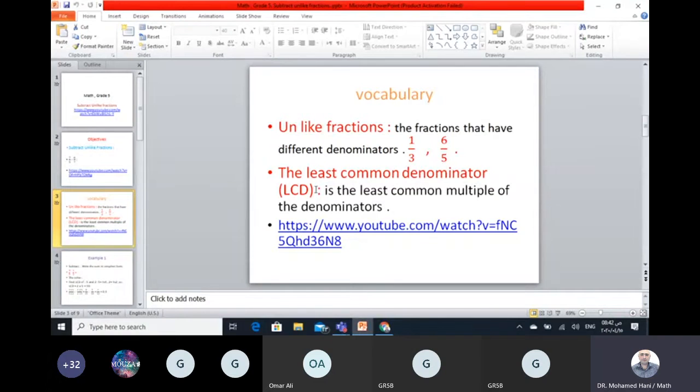How? Using LCD. What's the meaning of LCD? L means least, C means common, D means denominator. It is the least common multiple of the denominators. Now see with me this video.